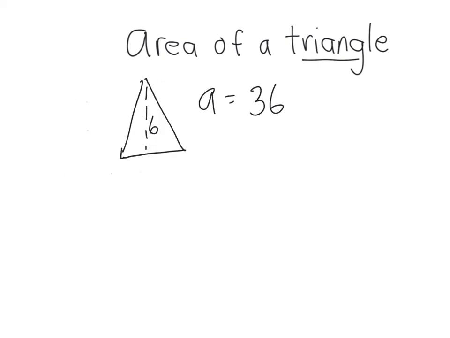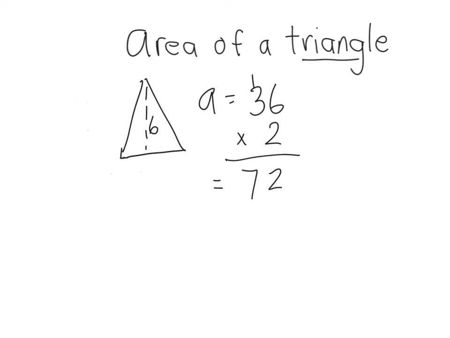Okay, so let's try it again. So far I have that my area is 36 and my height is 6. The first thing I have to do, though, is work backwards. So I have to double my area. So I have to do area times 2. So 36 times 2 is 72. And then I have my 6 here.